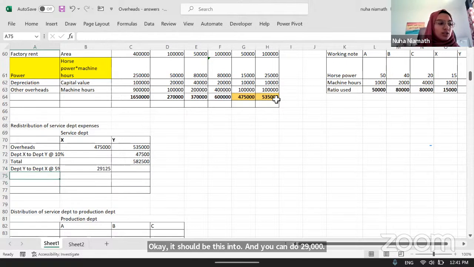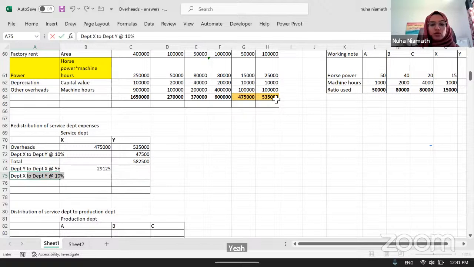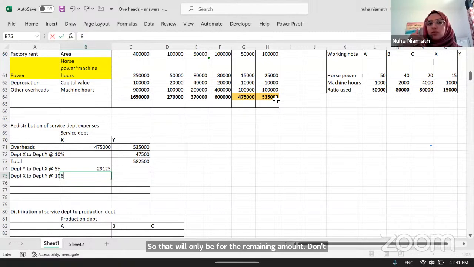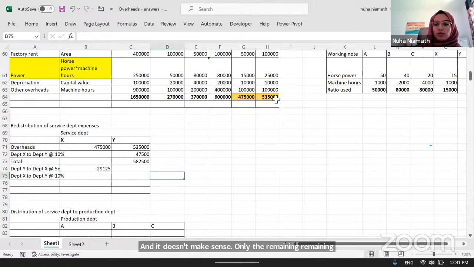Now we will again distribute department X to department Y. So that will only be for the remaining amount. Don't take the total amount, 4,75,000 plus 29,125. Then it doesn't make sense. Only the remaining amount we need to keep distributing. So that will be this into 10%.